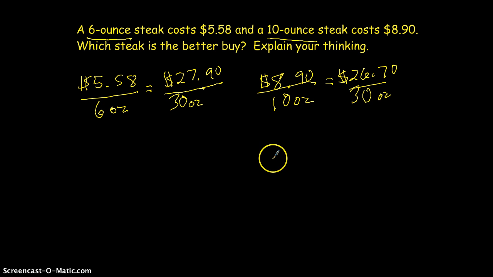Now, if I were to explain my thinking, I would say, well, I found the least common multiple of 6 ounces and 10 ounces, and then I multiplied my denominators by the appropriate number of times that they would go into the least common multiple, and then I multiplied my numerators by that same factor, and that's what gave me the equivalent rates. And the equivalent rates showed that the 10-ounce steak had a cheaper equivalent rate.